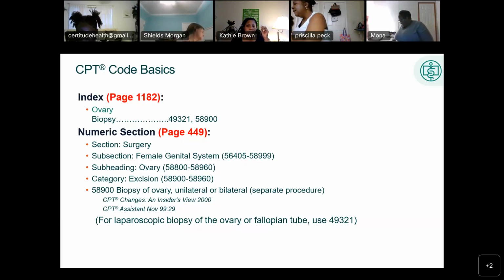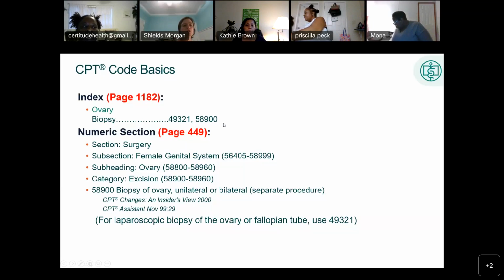So can I ask a quick question? Sure. On that page 396, 49321, that's the surgery part of it, right? Yes. So what we're looking at here is we're trying to decide, because the index gave us two codes, which one is the right one for this example. And the example is laparoscopic biopsy of the ovary.